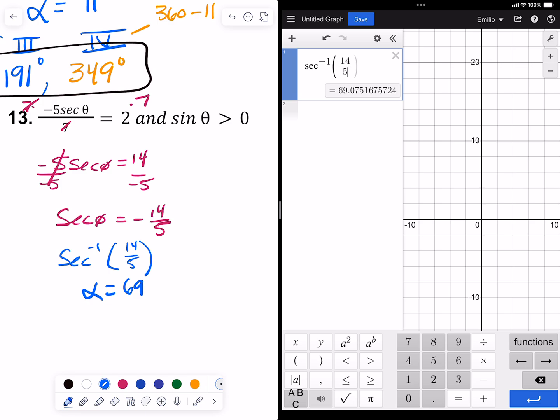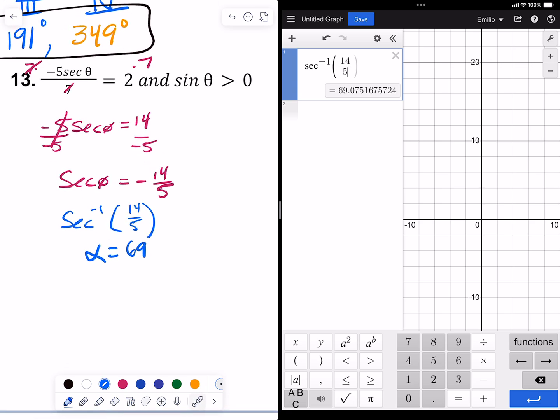Okay. So now, this is where you're going to do your quadrants. This is negative right here. So we must choose the negative quadrants for secant, which are going to be quadrants 2 and 3.